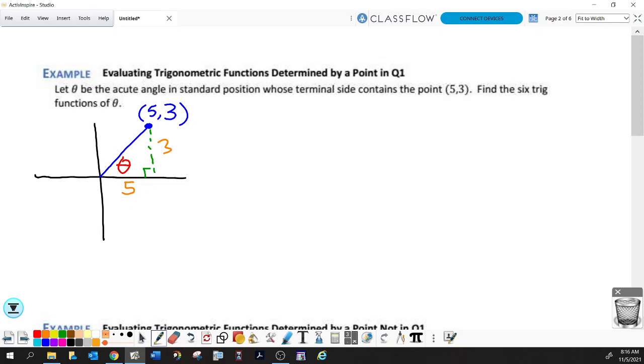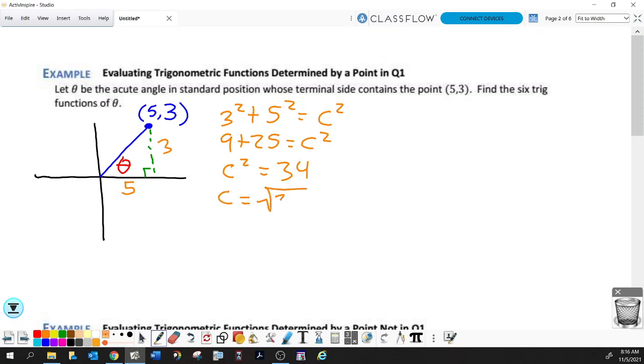Got to use that academic vocabulary. So we're going to find the length of our hypotenuse by using the Pythagorean theorem. 3 squared plus 5 squared equals, I'll say C. So 9 plus 25 is C squared. C squared is 34. And C, therefore, must be square root of 34. No perfect squares go into that, so we'll just say the square root of 34.